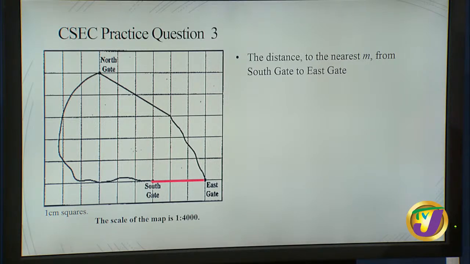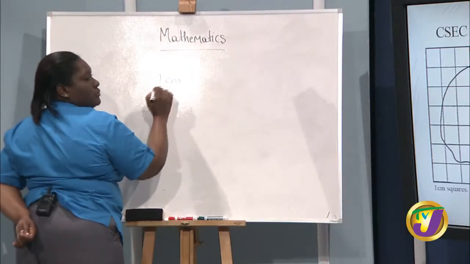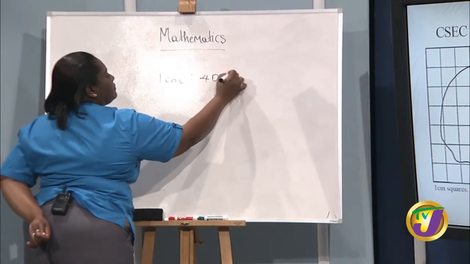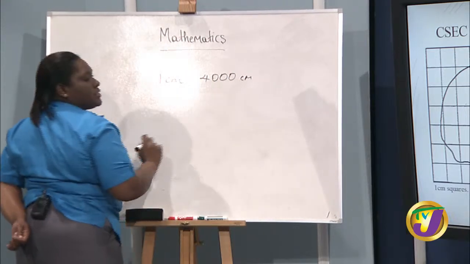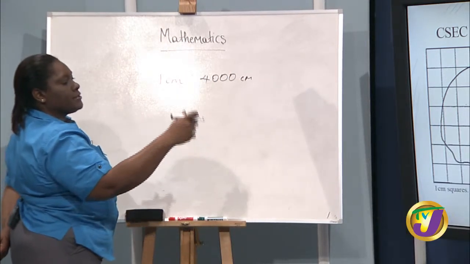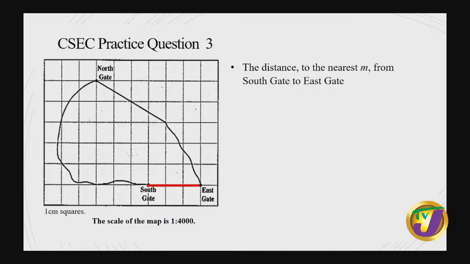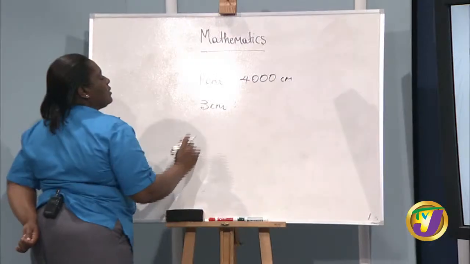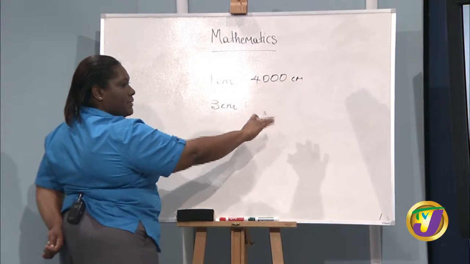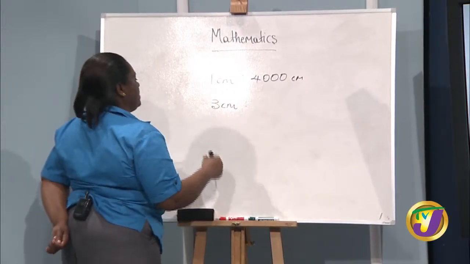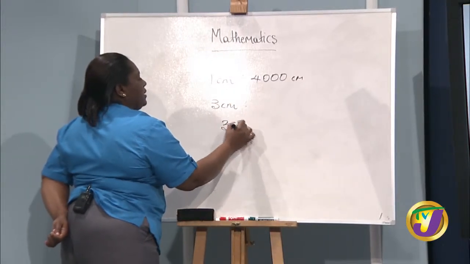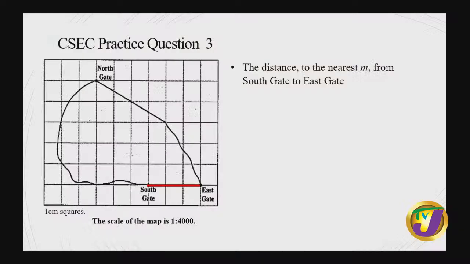But the grid is in centimeters, so it would be 1 centimeter to 4,000 what? Centimeters. So if the distance from south gate to east gate is 3 centimeters, we need to find the amount in centimeters, and then convert to meters. That would be 3 multiplied by the 4,000, which would give us 12,000.